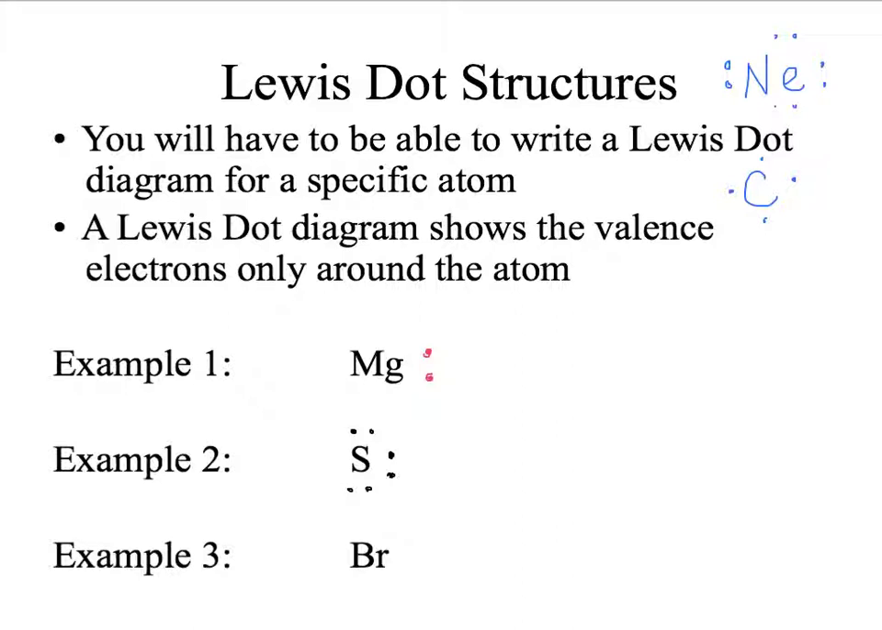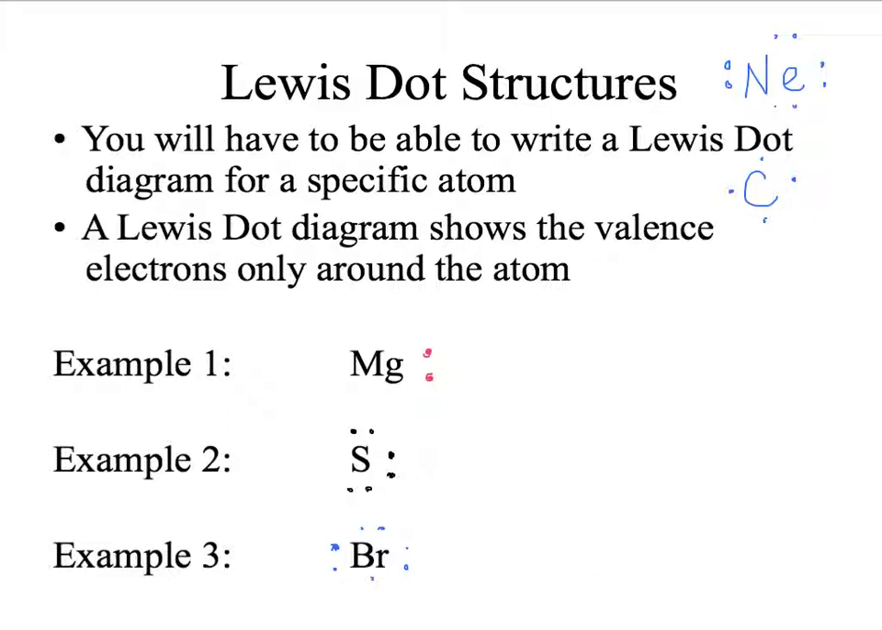And then I can look at bromine. It's in group 17. It has 7 valence. That's supposed to be 1 there. Kind of messing up there. So there's my 7 valence for bromine. So that's how you do a Lewis dot diagram.